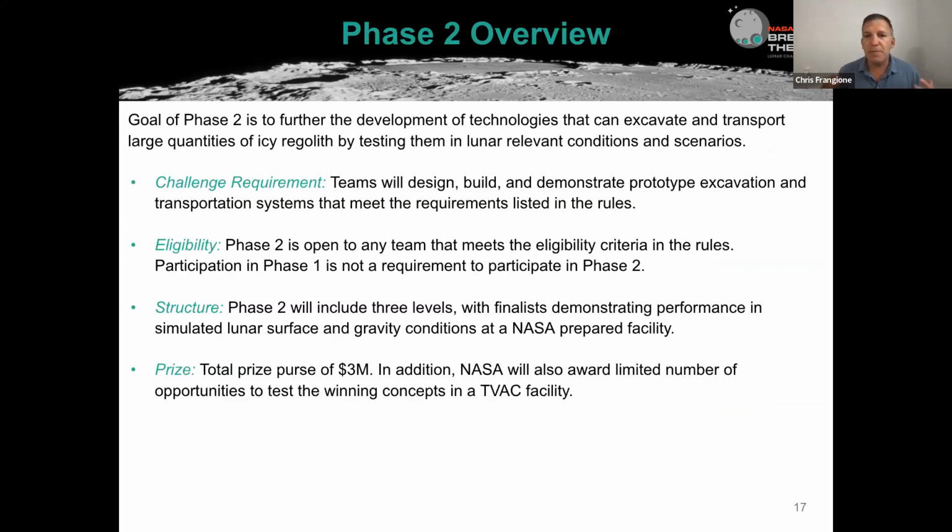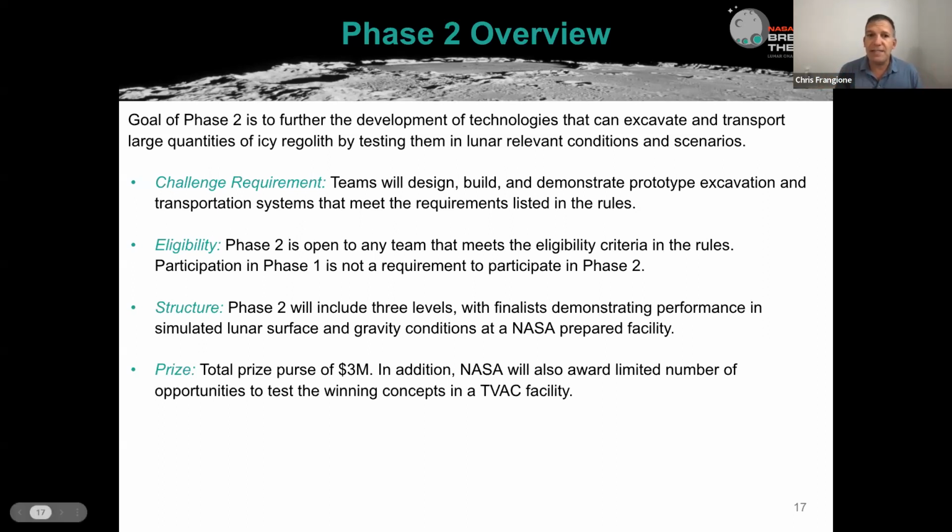So this is about building and testing. So taking those ideas that were developed in phase one or new ideas that people are coming up with today. I will say this multiple times: you did not have to participate in phase one to participate in phase two. And what we're trying to do here is have you design, build, and test or demonstrate these excavation and transportation systems that meet the requirements and the rules. I'm going to go back to what Ali said. Everything we say here is a brief overview. Always go back to that rules document to make sure that everything you're doing is correct.